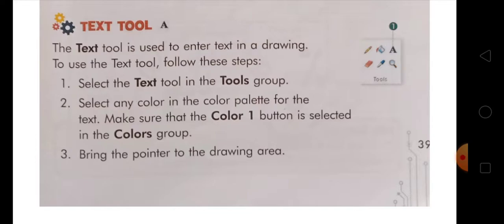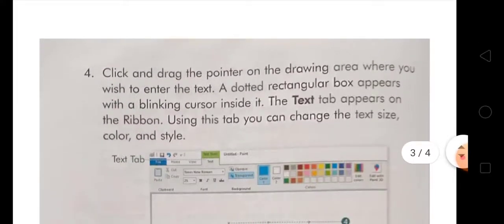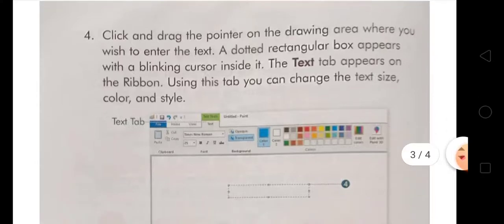And in the fourth step, you have to click and drag the pointer on the drawing area where you wish to enter the text. Dragging the pointer means you have to pull the pointer on the drawing area where you wish to enter the text, and where you want to enter the text, there you will click.